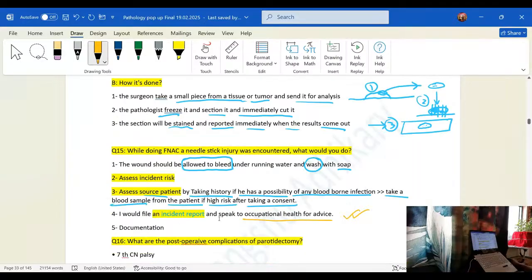During FNAC, a needle prick injury occurred. They should assess the incident risk, and assess the source patient by taking history if there is a possibility of any blood-borne infection. Take a blood sample from the patient if high risk, after taking consent. I would file an incident report and speak to occupational health for advice and documentation.